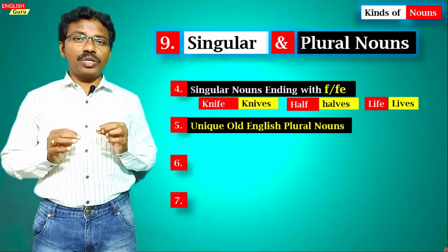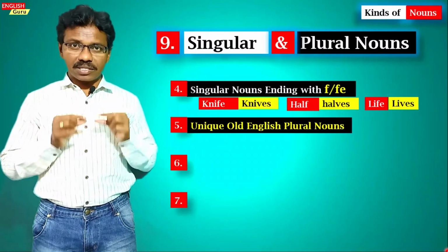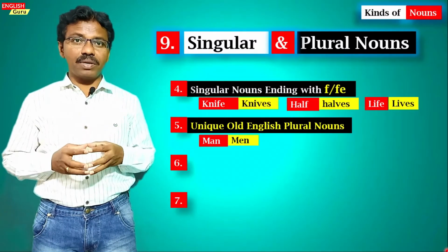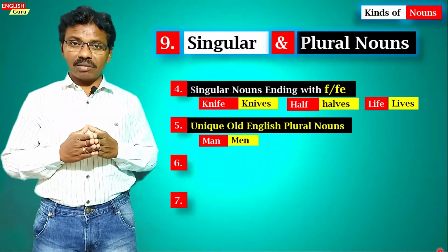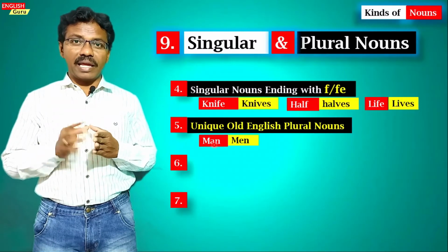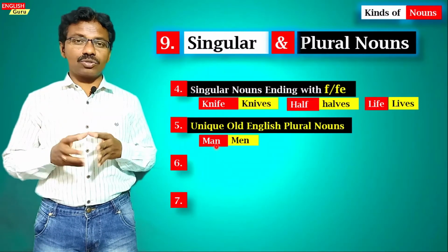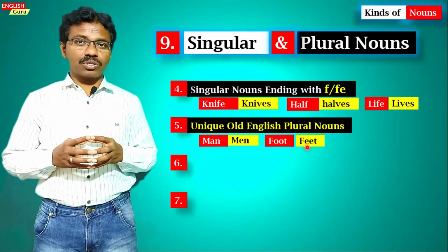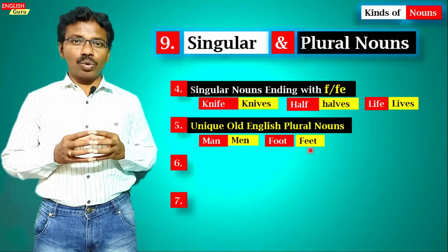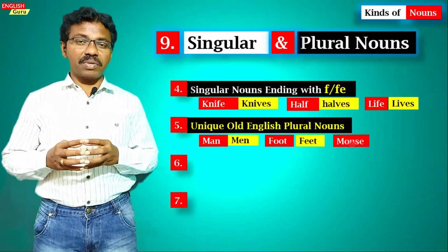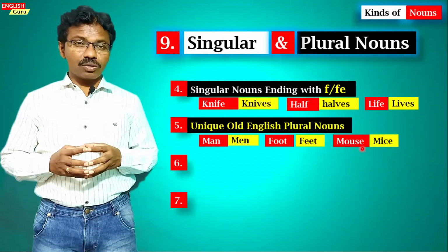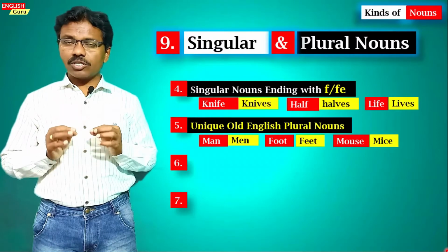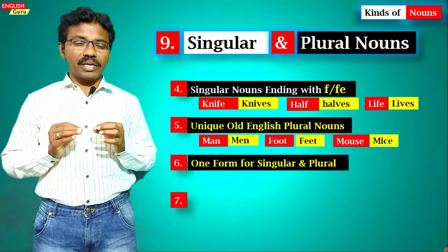The fifth one is unique Old English plurals. The singular does not change at the end, but it changes in the middle. For example, man is a singular, but men is a plural. A is changed to E, so it becomes plural. Foot is a singular. When you say feet, it's a plural. OO is changed to EE, it becomes plural. Mouse is a singular, but when you say mice, it's a plural. So we should be a bit conscious about these Old English plurals.